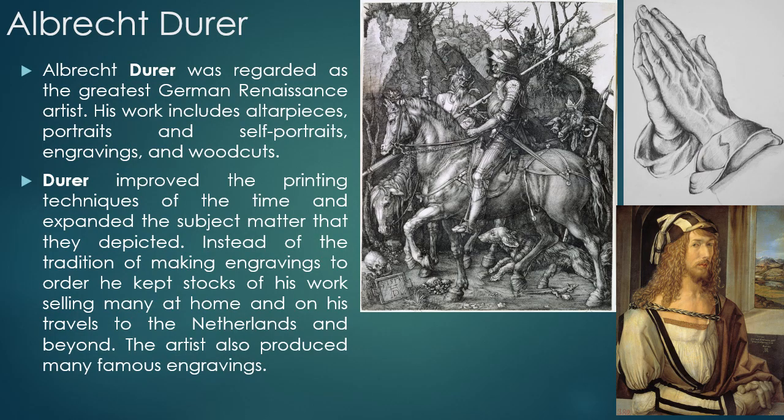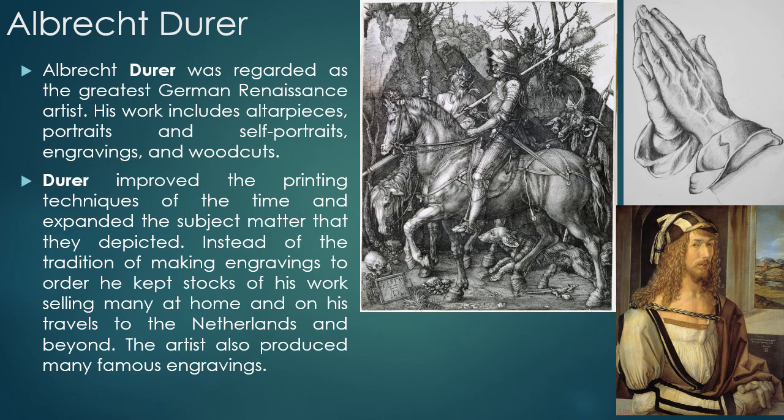So just to give you a little bit of information on Durer, he was regarded as the greatest German artist. His work includes altarpieces, portraits and self-portraits, engravings and woodcuts. Durer improved the printing techniques of the time and expanded the subject matter that they depicted. Instead of the tradition of making engravings to order, he kept stocks of his work, selling many at home on his travels to the Netherlands and beyond.